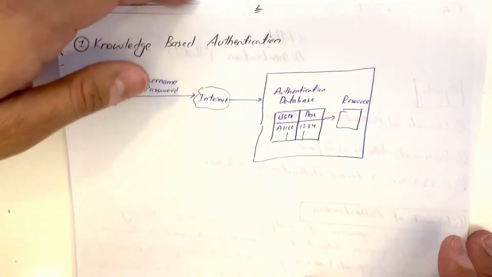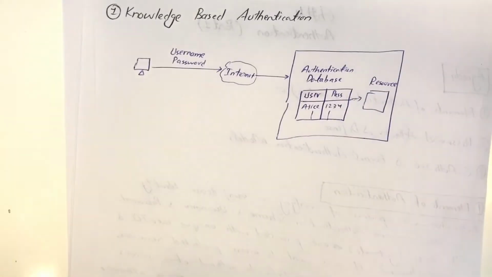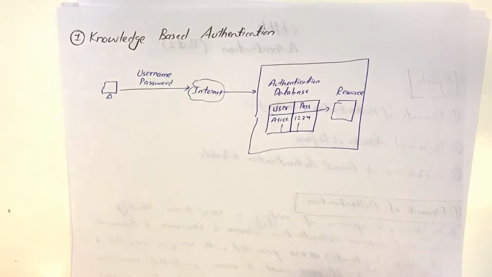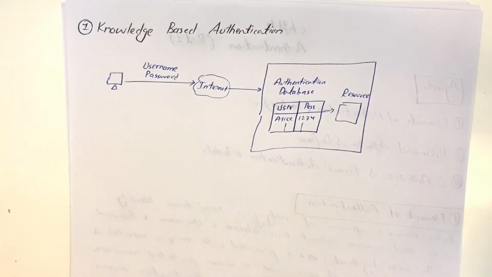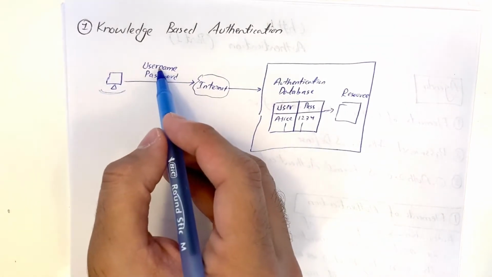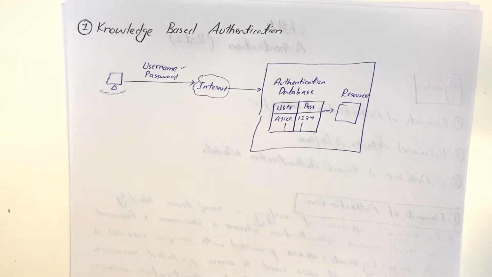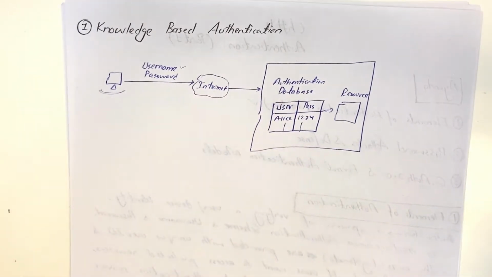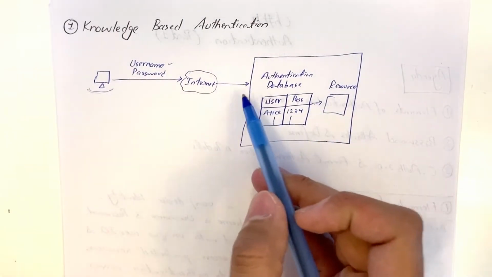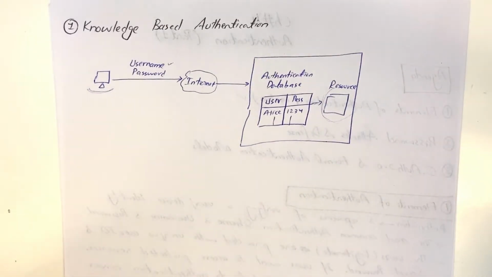So the knowledge-based authentication, if you see down here, it's a very simple approach. Let's say this is the user. The user is provided with a username and password. The username is unique, but passwords are not unique. Passwords are basically secret. So users are provided with a username and password, and this is the resource we are trying to protect, for which we need to ensure security.